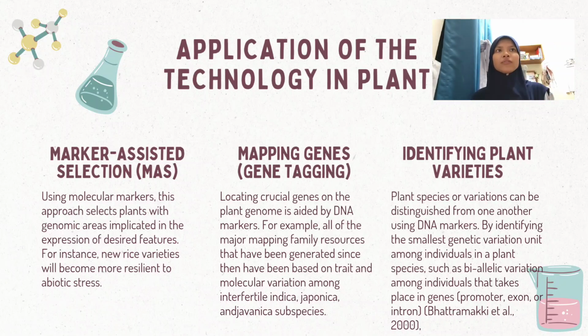Third, identifying plant varieties. Plant species or varieties can be distinguished from one another using DNA markers, by identifying the smallest genetic variations unique among individuals in a plant species, such as allelic variation among individuals that takes place in a gene, promoter, exon, or intron.